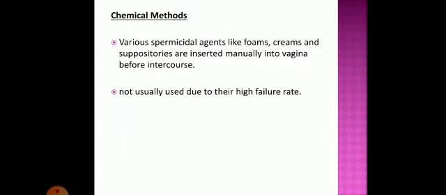In chemical methods, various spermicidal agents like foams, creams and suppositories are inserted manually into the vagina before intercourse. Basically, these substances act as surface active agents that attach themselves to the sperms, decrease the oxygen uptake and kill them. The chemical methods are not very widely in use because they have very high failure rates.